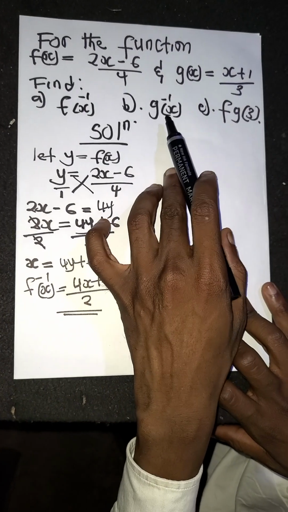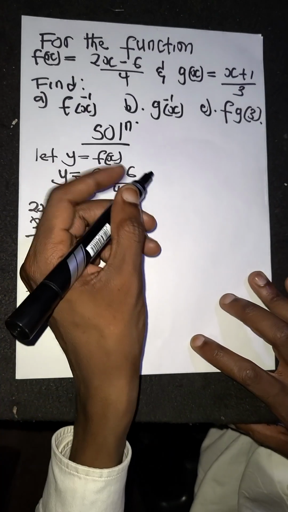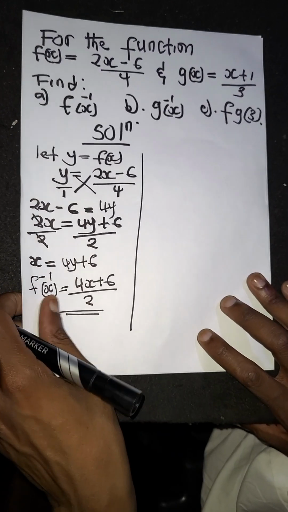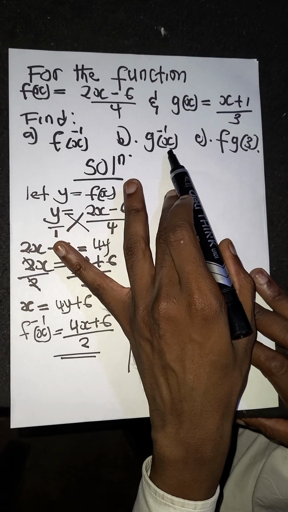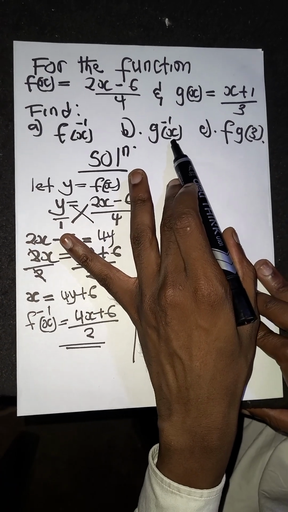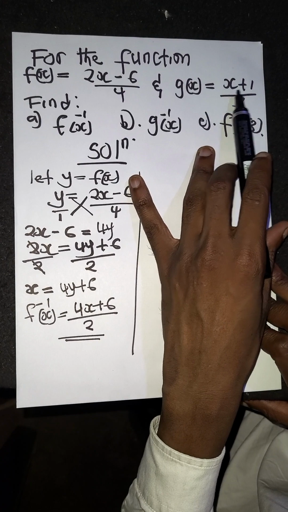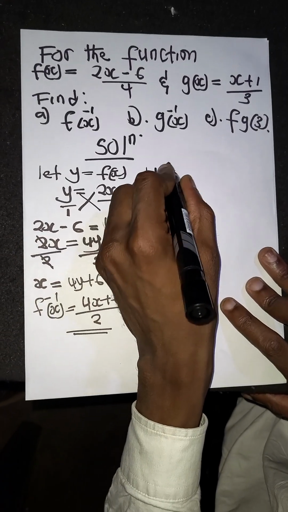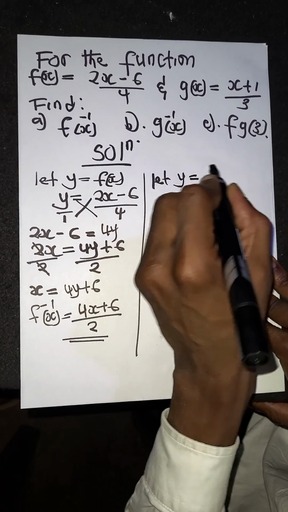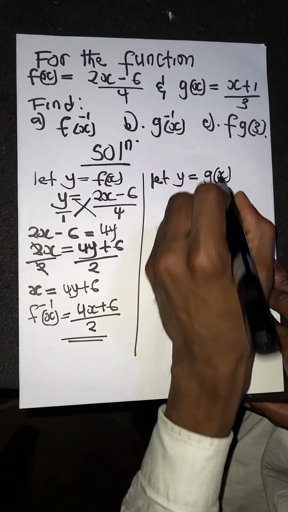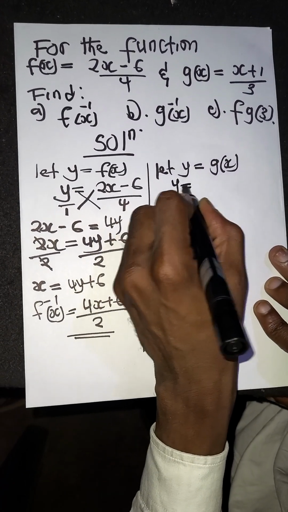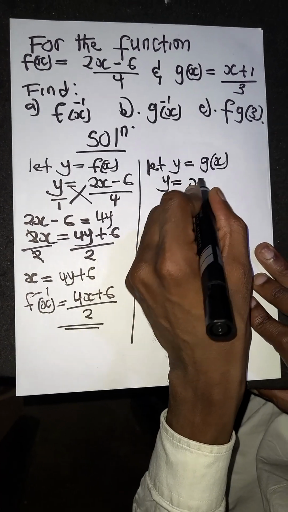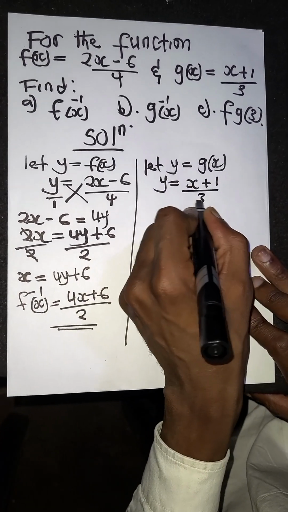In the next question, we are asked to find g inverse of x, or the inverse of g of x. So to find the inverse of g of x, like I did before, I'll work out the inverse using the function of g. The function of g in this case is (x plus 1) over 3. Therefore, let y be equal to g of x. Then y is equal to, what is our g of x? G of x is (x plus 1) over 3.